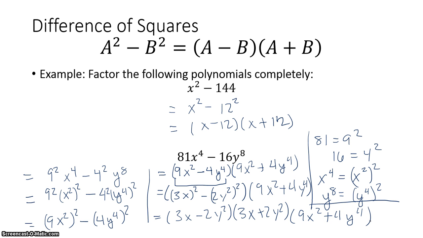And if you so desired, you could go back and multiply all these out. You would start by foiling these two and then distributing that into this, and you should get back to the original problem.